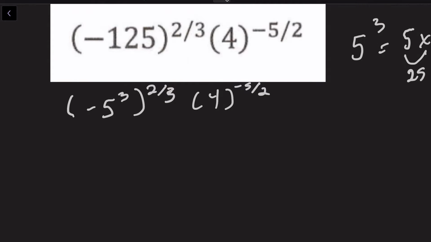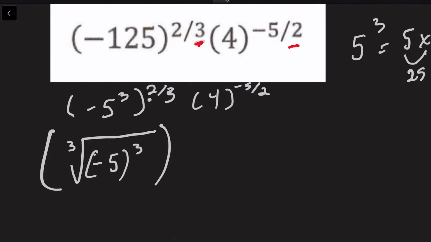Now I said that the denominator on each one of these fractions will be the index of our radical. The first one is a 3. So let's write our radical. The cube root, we're going to write negative 5 raised to the third power, and then we're going to leave our numerator 2 on the outside. On the next part, I'm going to write 4 in its radical. The index is 2, so it's just a square root. And this is to the power of negative 5.